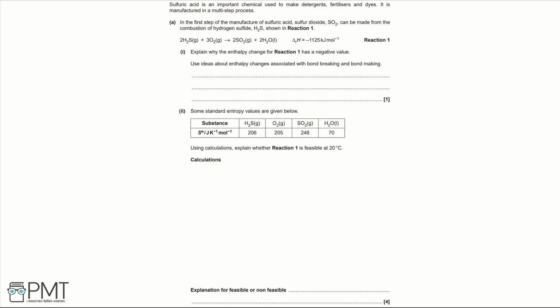Part 1. Explain why the enthalpy change for reaction 1 has a negative value. Use ideas about enthalpy changes associated with bond breaking and bond making. The reason why reaction 1 has a negative value is because it's exothermic, and that means that more energy is released by forming bonds than required when breaking bonds.